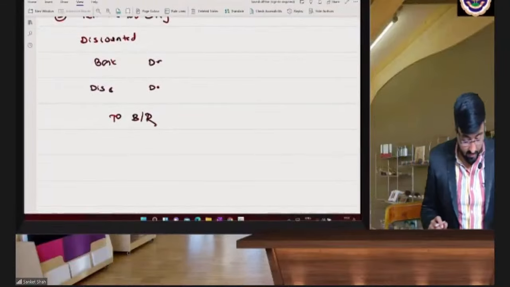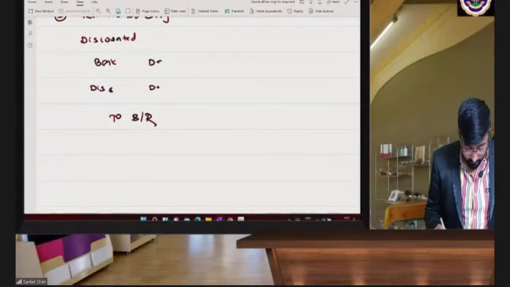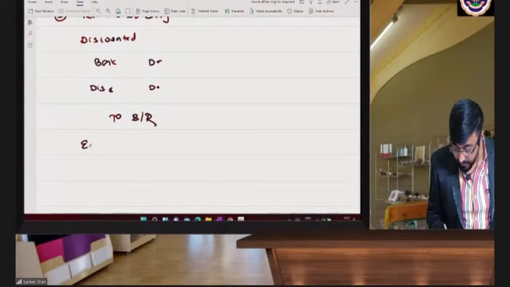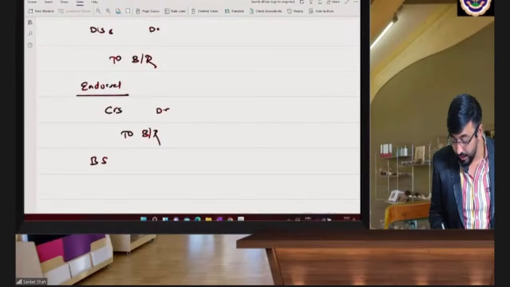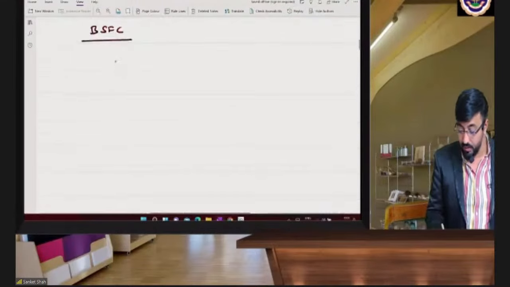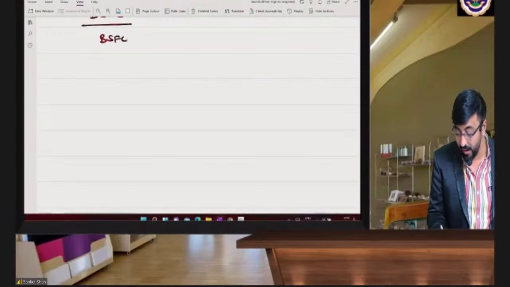Situation number 3 is bill endorsed. You are aware of this endorse entry also. Creditors account debit to bills receivable. And the last situation is bill sent for collection. As you are aware, bill sent for collection means we have hired an agency. So bill sent for collection account debit to bills receivable.